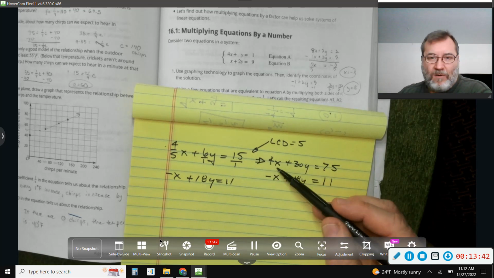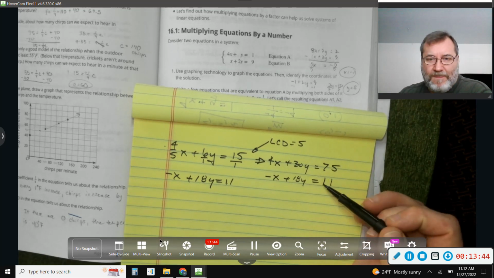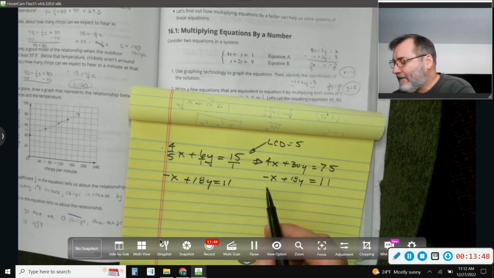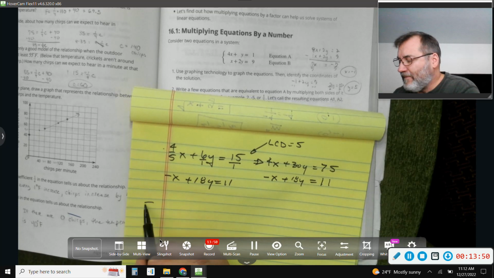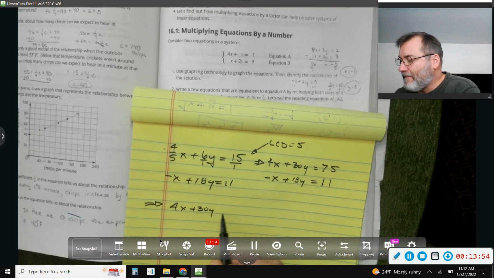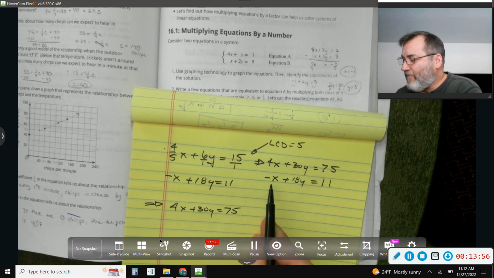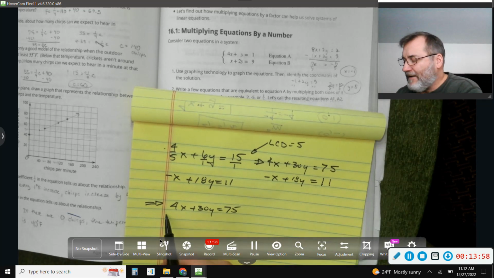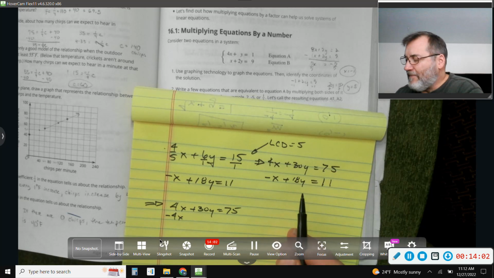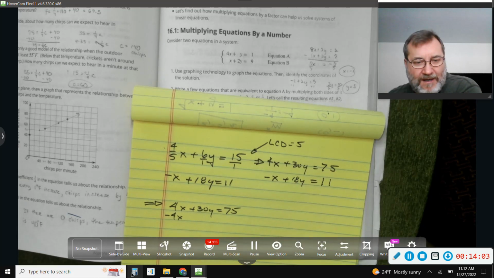Look at the x's though. If I just took this bottom one and multiplied it by 4, then what would I get? Well, I'll get another little flow arrow here. I'd still have the 4x plus 30y equals 75. And if I multiplied this by 4, I'd get a negative 4x. And then 18 times 4, gee, let's see, what's 18 times 4?